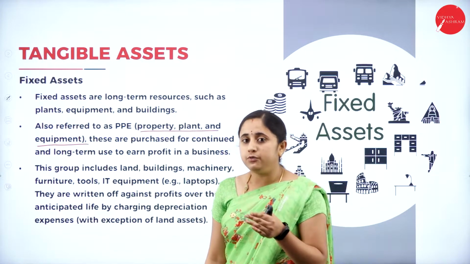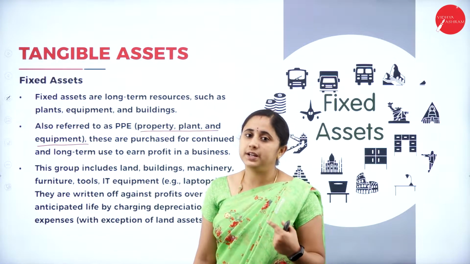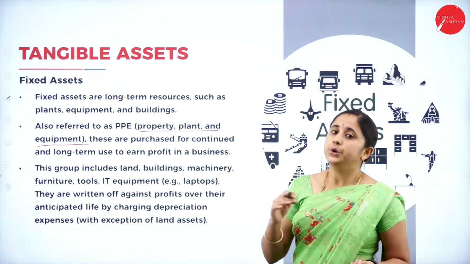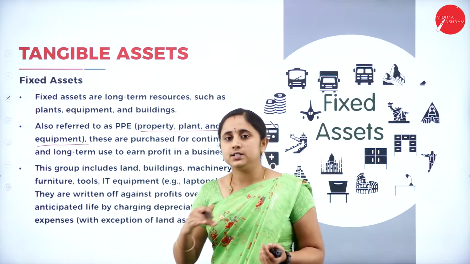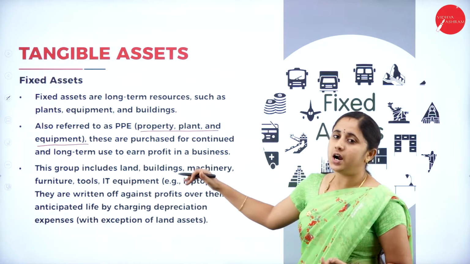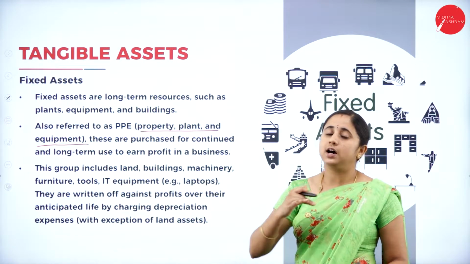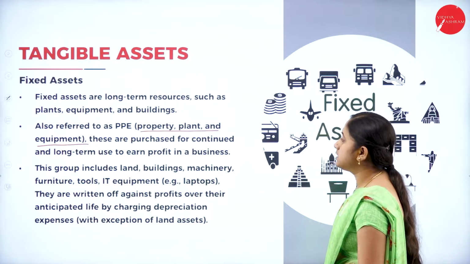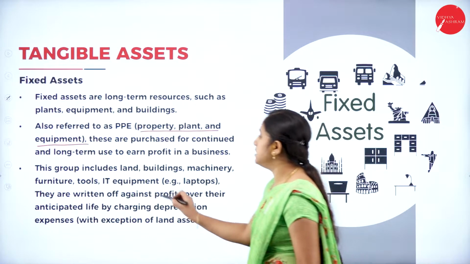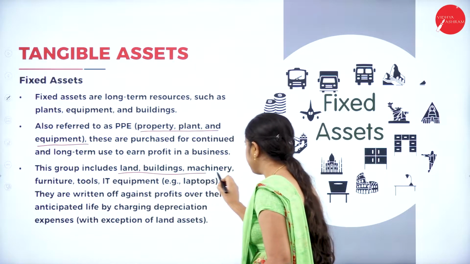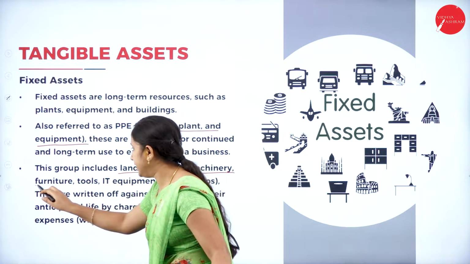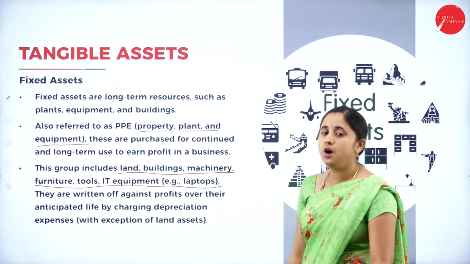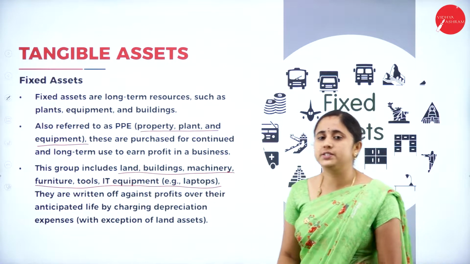But in future, you are going to receive the benefits. The benefit is for a longer period. Continuously, you are going to use the assets and continuously you will get the benefit from the long term assets. So fixed assets are long term economic resources. This group includes land and building, machinery, furniture, tools, IT equipment, for example laptops. All this is an example of fixed assets.